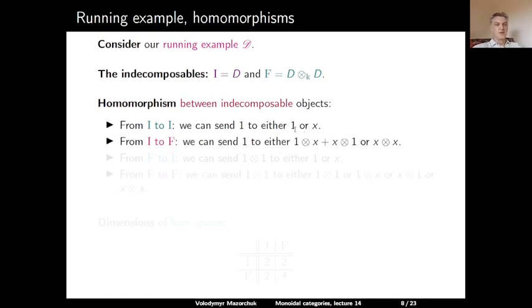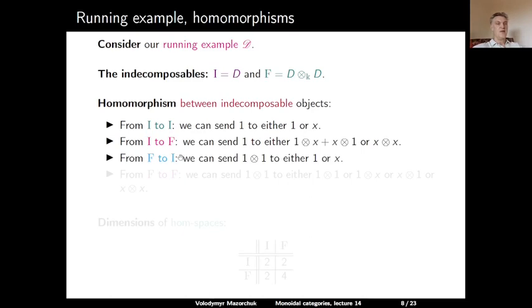Next, we describe bimodule homomorphisms from the identity to F. So we can start with 1, and we should send it to any element in F on which the left and the right actions coincide. It is easy to check that there are two linearly independent such elements. One of them is x tensor x, and the other one is 1 tensor x plus x tensor 1.